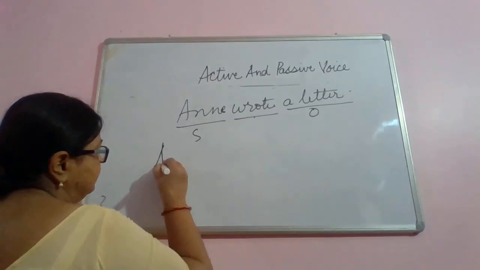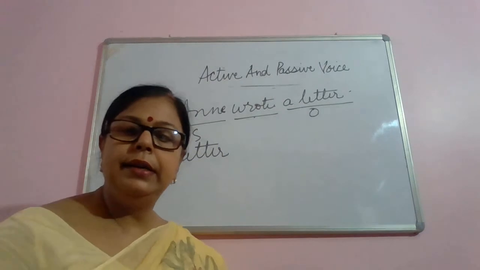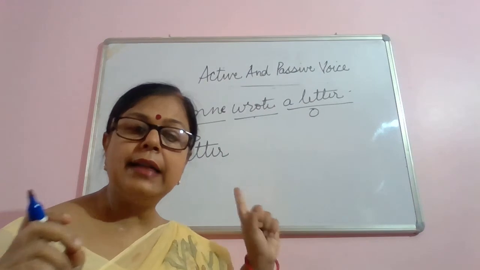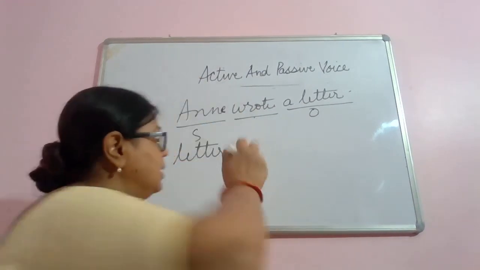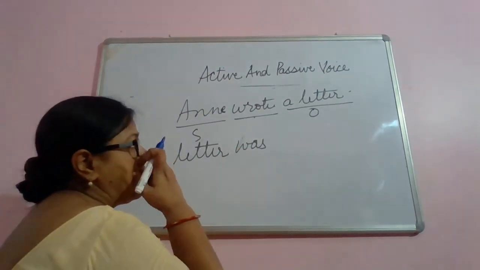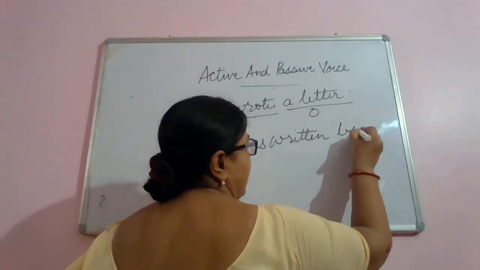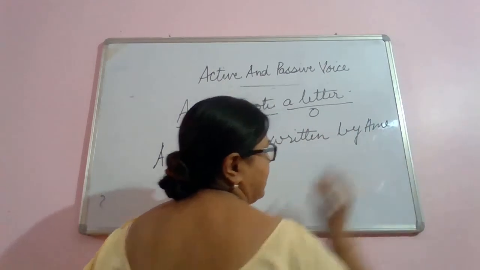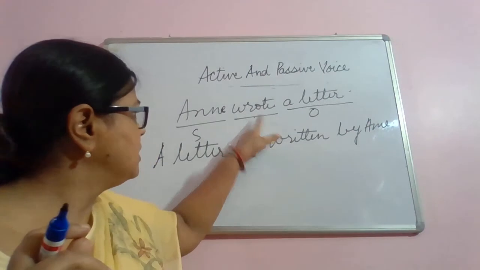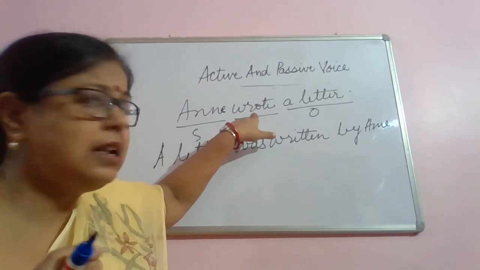A letter is what? Singular. So we will add a singular verb to it. What will be the singular verb? Is, was. Then write will become written by Anna. Is it clear? Did you understand? What is wrote? I made it written. Was, I have added because the verb is in past tense.